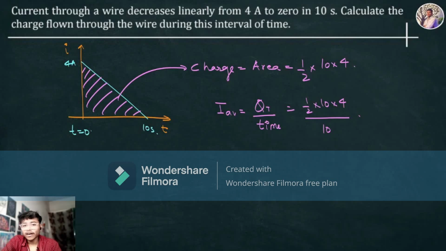And here, the current through the wire decreases linearly from 4 ampere to 0 in 10 seconds. Calculate the charge flown through the wire. Again we have to calculate the charge. We get the charge from the area of this triangle. So half into 10 into 4 gives the charge, and the average current is equal to 2 ampere.